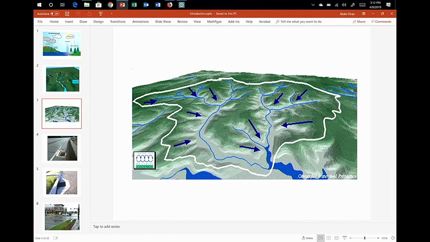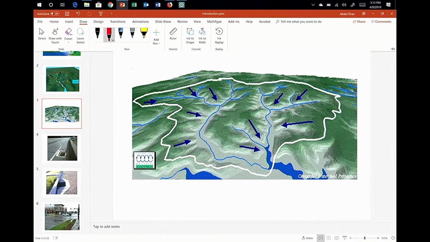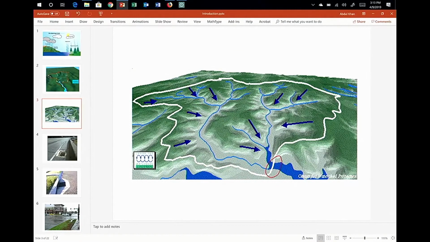So if you look at the white boundary, this is a typical what we call watershed. A watershed is a word that we use, that we say, well, for example, for every river there will be a watershed, which means all the runoff that occurs on that area moves towards that river and eventually flows out from a single point. So let's select some different pens, and it flows out from a single point. All the runoff flows out from a single point, and that's the key to it.